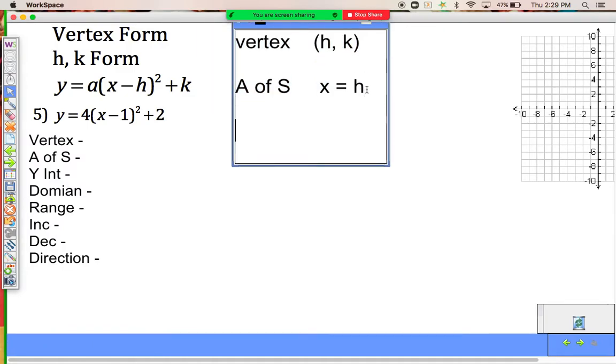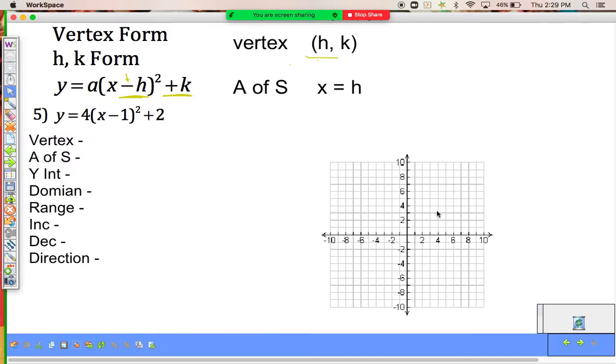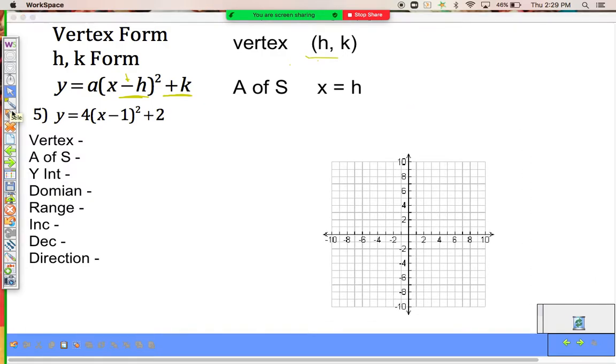All right, so first, my vertex is going to be x comma k, or I'm sorry, h comma k. And we've done that this past lesson. We took the opposite of the number on the inside, comma the number on the outside. Since this is negative, we did the opposite. That's my vertex. All right, so we're going to get some point that we're going to call our vertex.